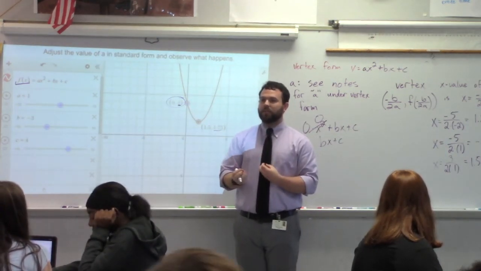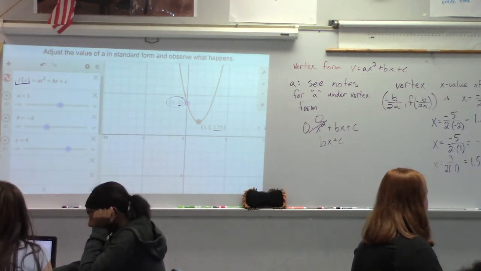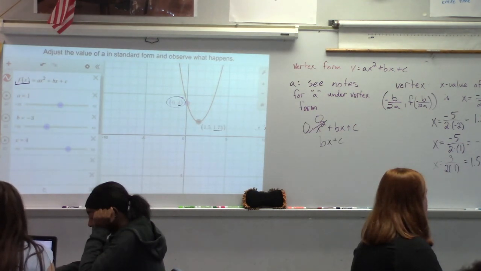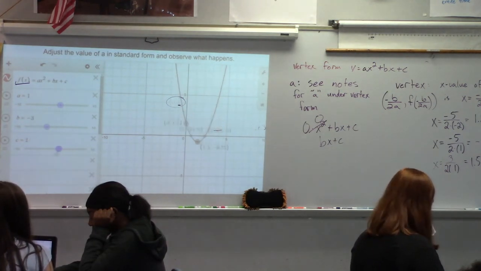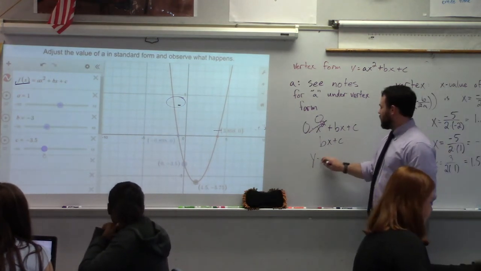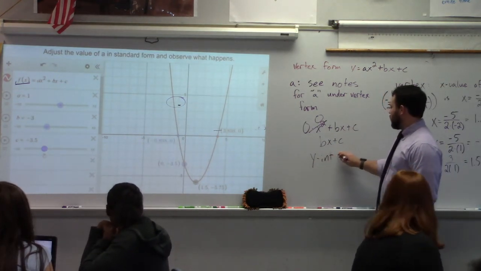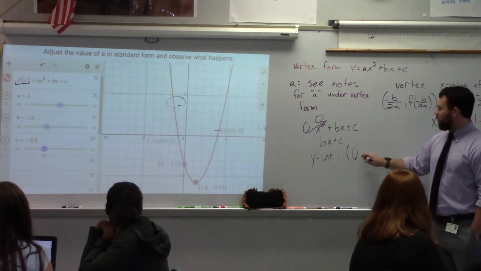I need you all to pay attention to that because you will not have 100% accuracy on assessments if you don't pay attention to that. But the y-intercept is a point. And what is the x value always of the y-intercept? 0. Okay, so the y-intercept would be written as, what's the x value of the y-intercept? 0. What's the y value?